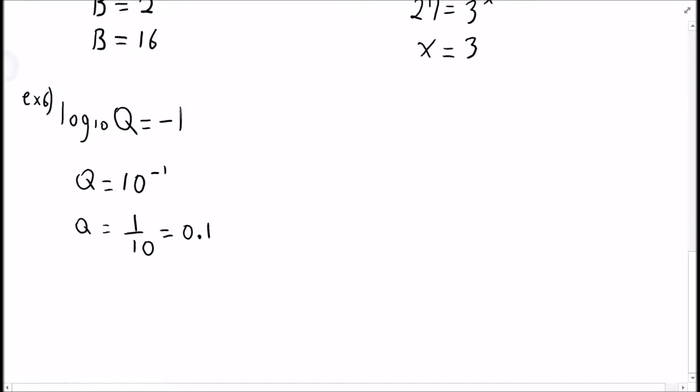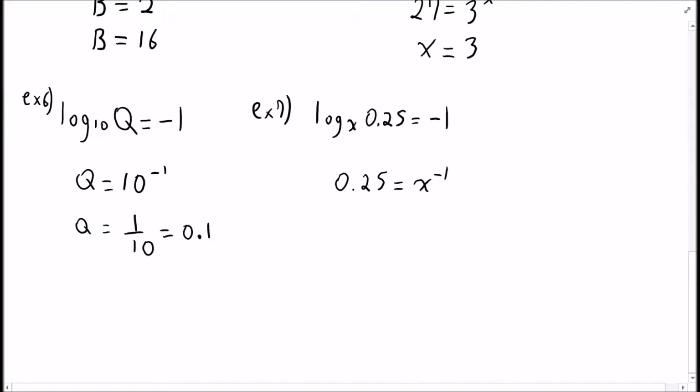Now how about another one? Let's do one where we're solving for a base. So log base x of 0.25 equals negative 1. So once again, we're going to change it into index form. So when I'm changing it into index form, I have the number 0.25 equals x to the negative 1.